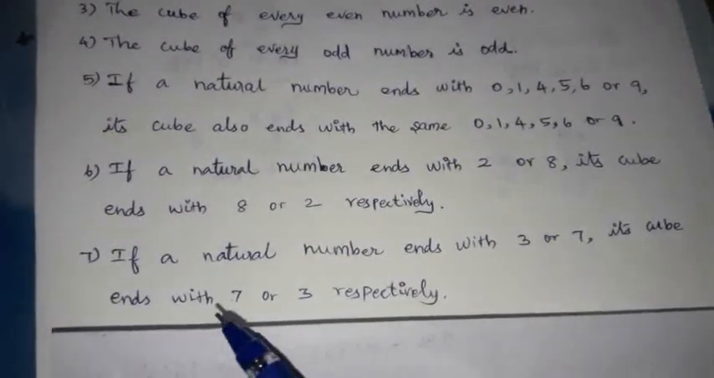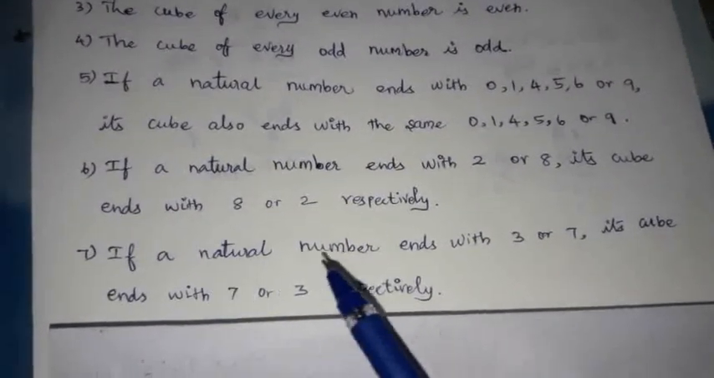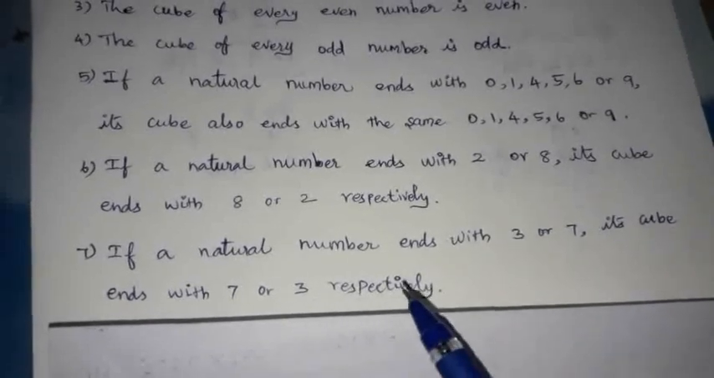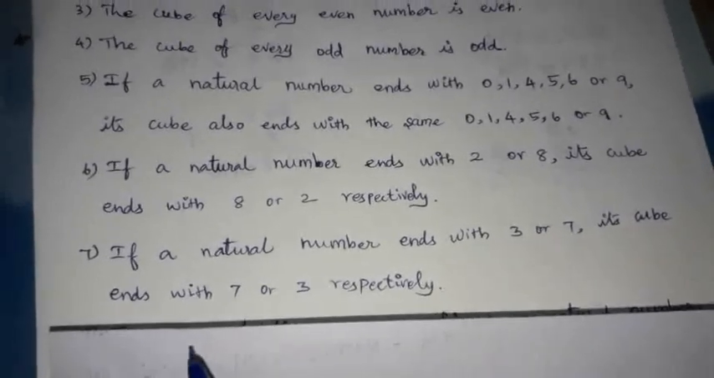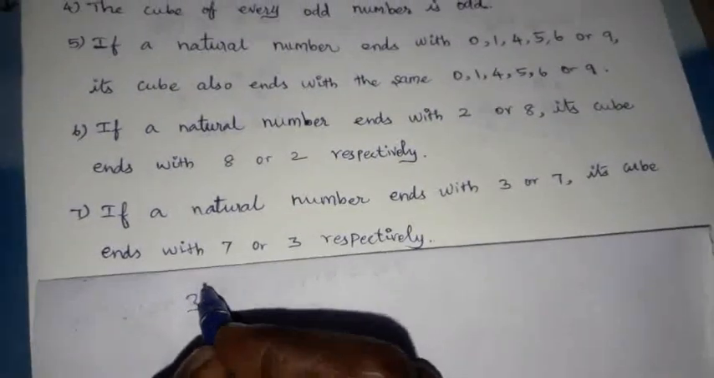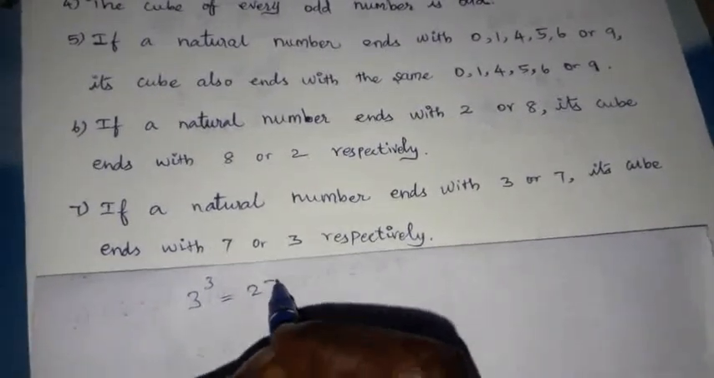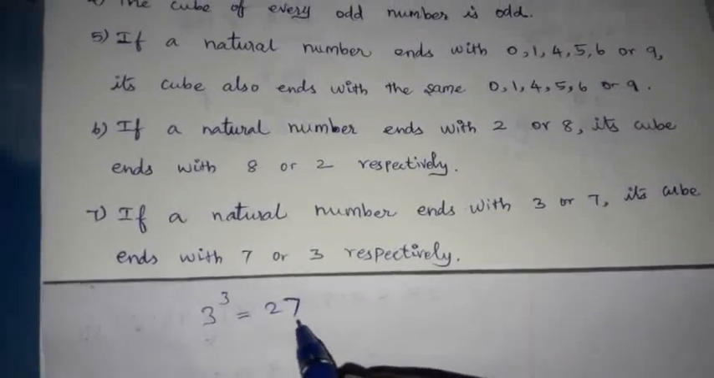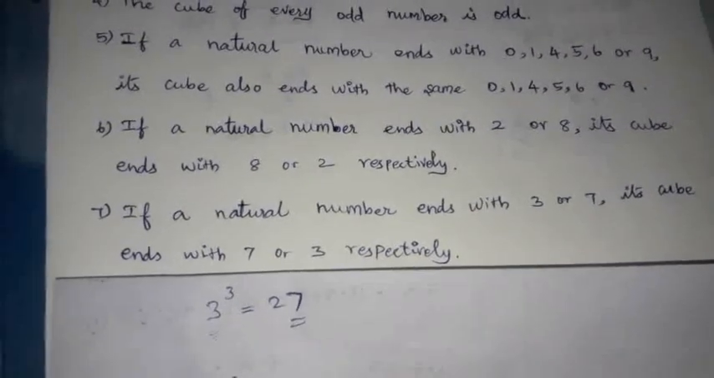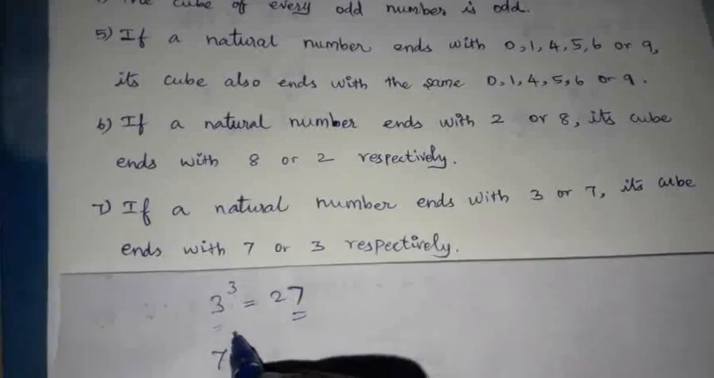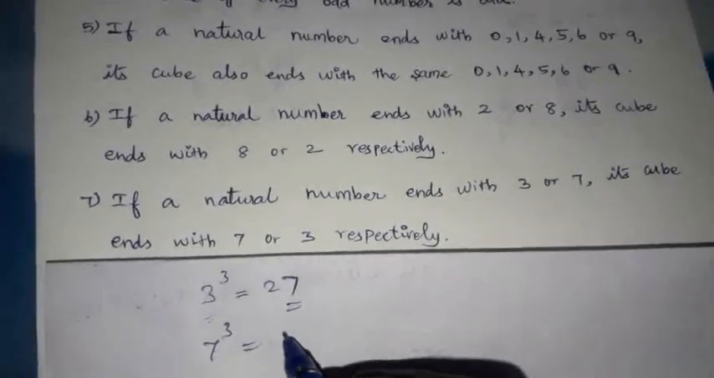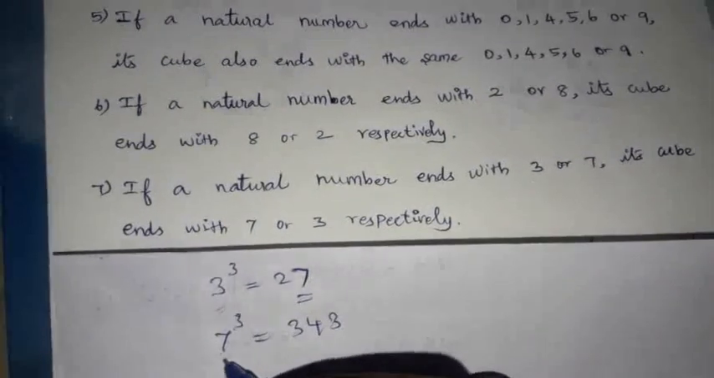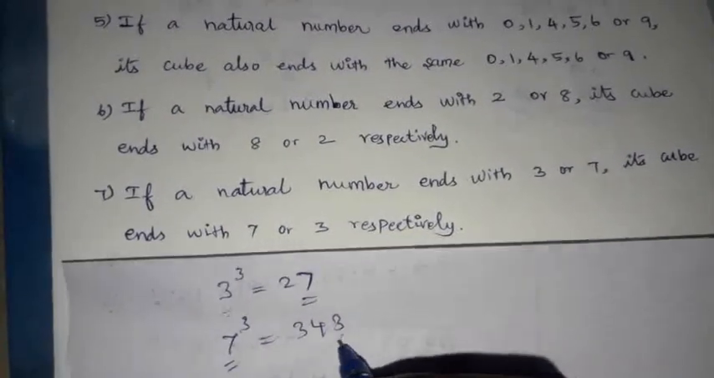Next we are going to see the seventh property. If a natural number ends with 3 or 7, its cube ends with 7 or 3 respectively. Let us take a number 3 and its cube is 27. This number ends with 3 and its cube ends with 7. Let us take a number 7 and its cube is 343. If a number ends with 7, its cube ends with 3.